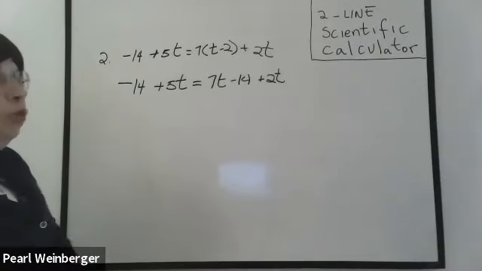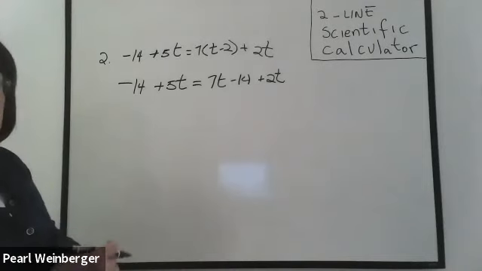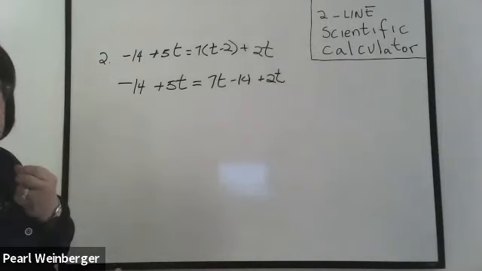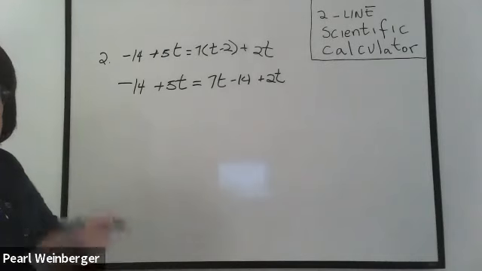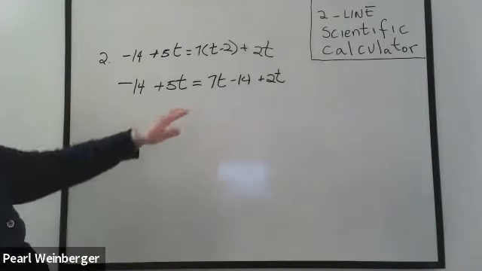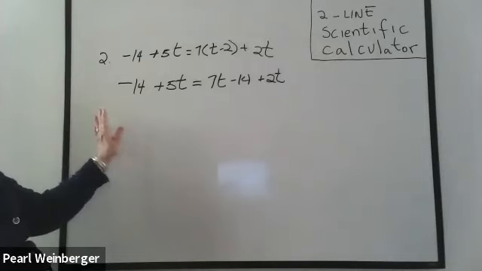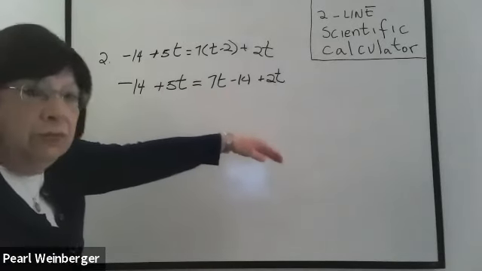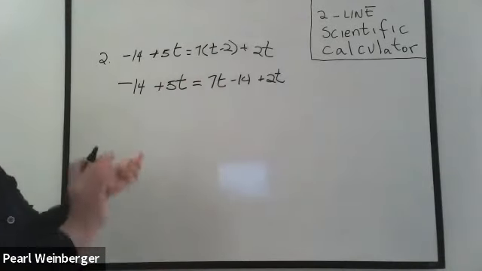Okay. So the transposition method means you're going to move things from one side of the equation to the other by changing the sign. If I want to do that, what I'm going to try and do is get all the variables on the left side and all the plain numbers on the right side. And I'm going to do that right here.